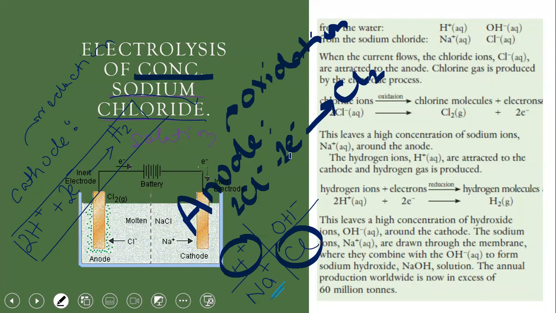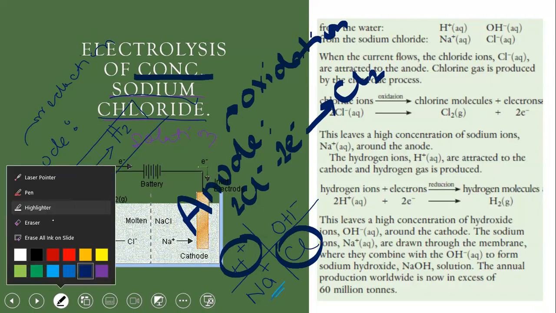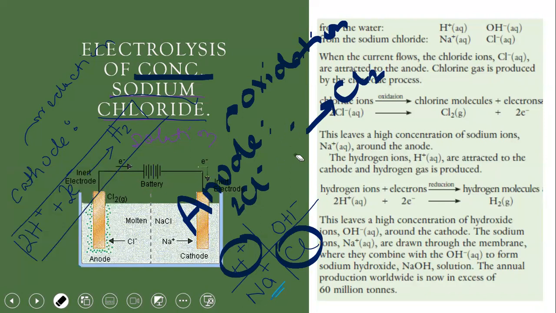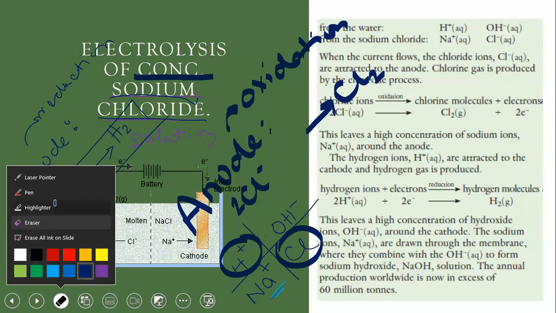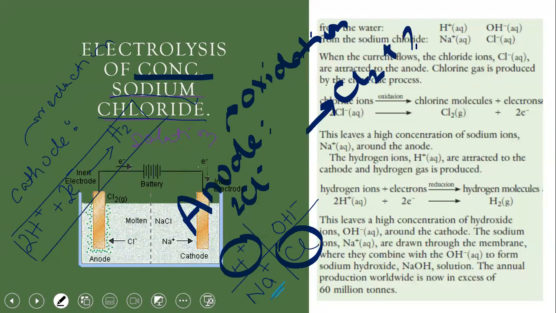We bring the 2 electrons to the other side. Excellent. Very good. So I'll take these 2 electrons, I'll put them on the other side, and I will write down plus 2 electrons. And that's it. Now at the cathode, what is going to be produced?